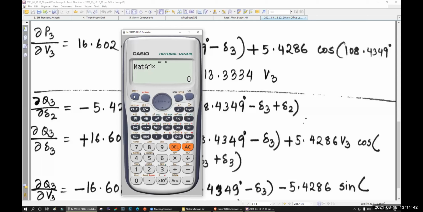Now into shift matrix. Now matrix number B. So the Jacobian matrix inverse is then multiplied by our next matrix. You will get a value like this. You get it?